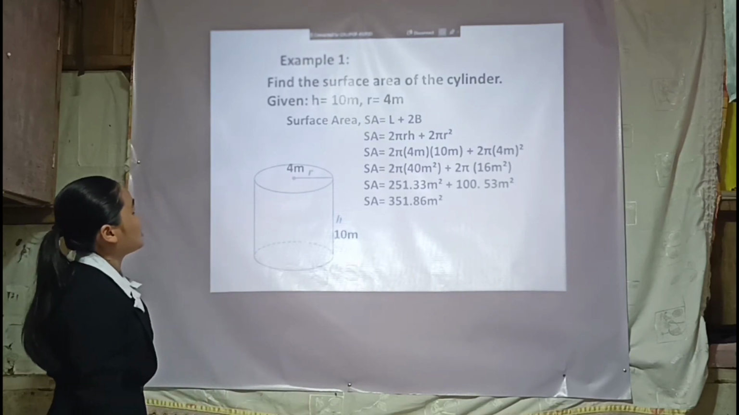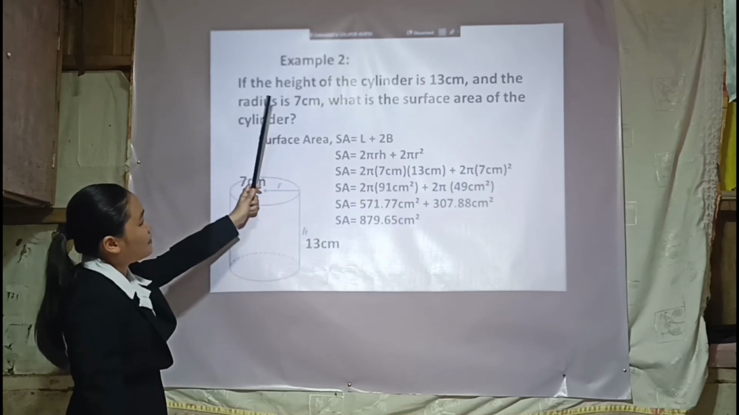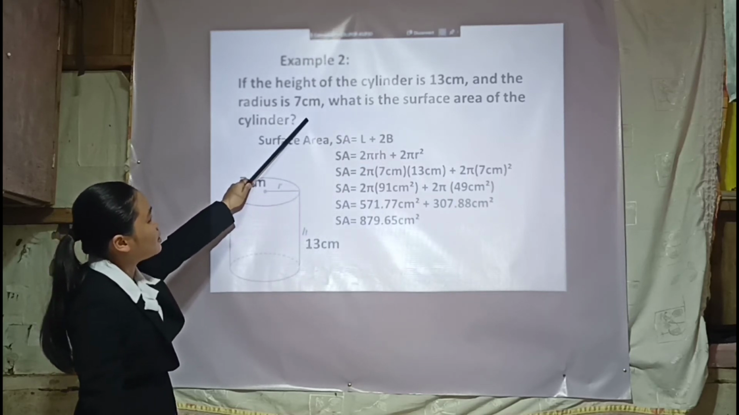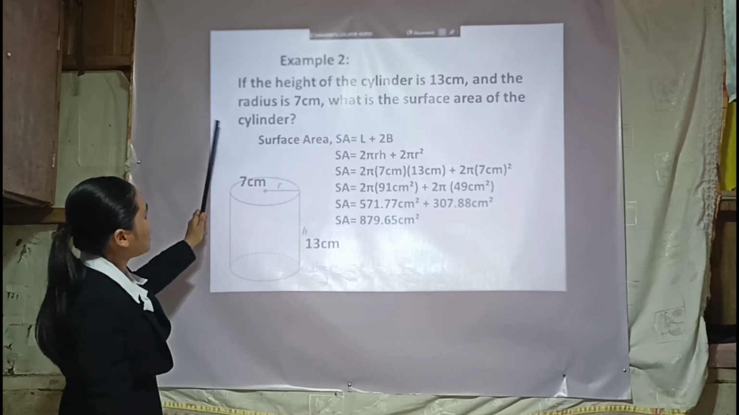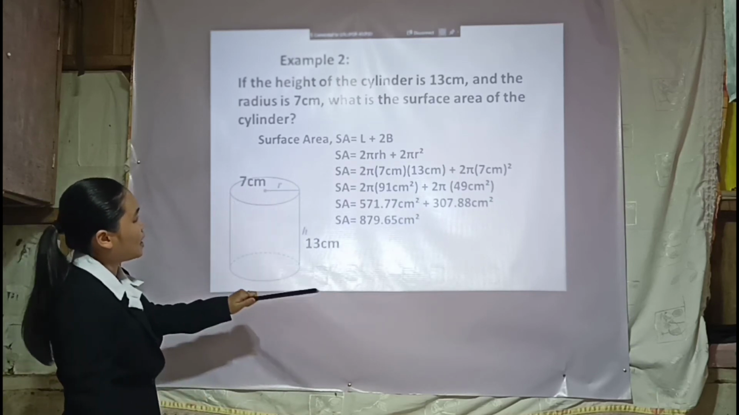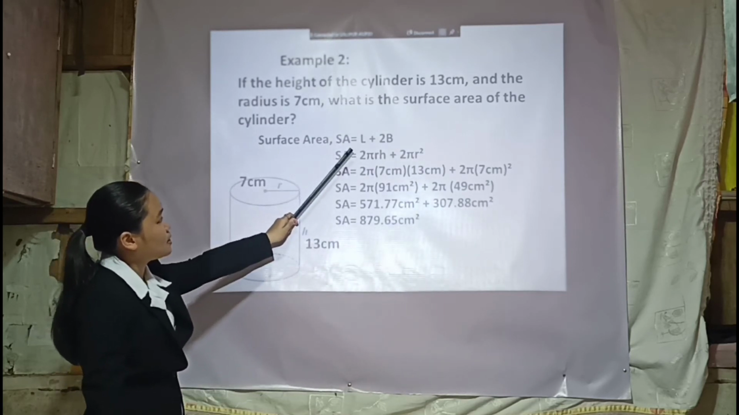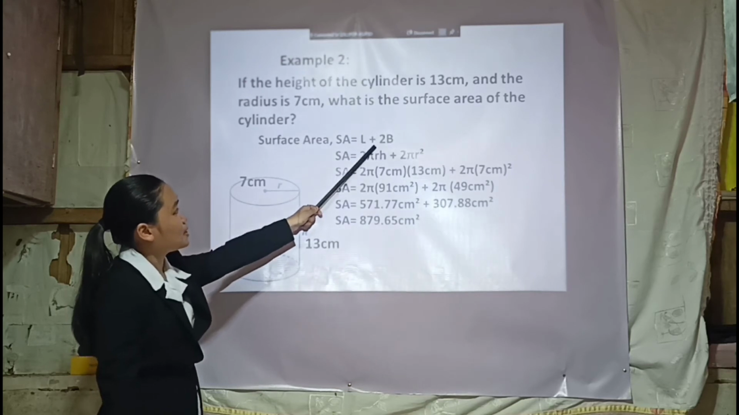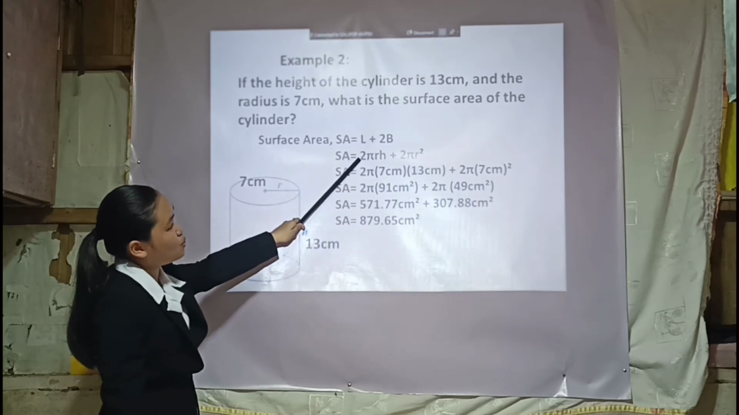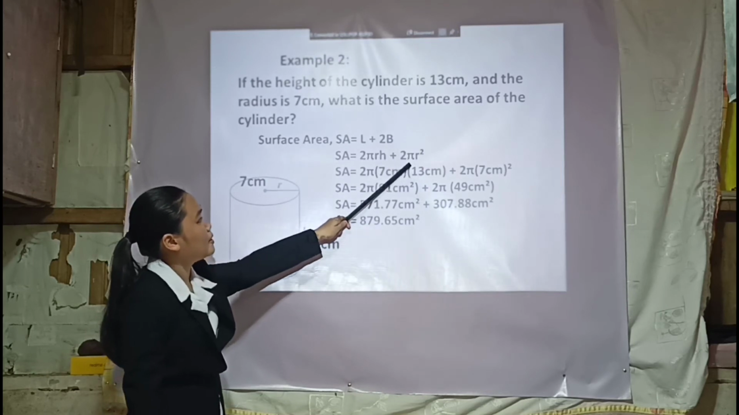Let's proceed to the next example. Second example. If the height of the cylinder is 13 centimeters and the radius is 7 centimeters, what is the surface area of the cylinder? So, we will use the formula to find the surface area. Surface area equals lateral surface area plus 2 times base. Surface area equals 2 times pi times r times h plus 2 times pi times r squared.